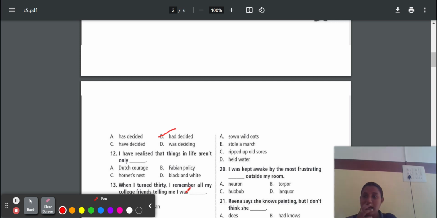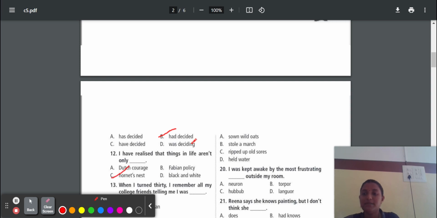Question number 12. I have realized that things in life are not only dash. Option A, touch courage. Option B, Fabian policy. Option C, hornet's nest. Option D, black and white. Answer for the question 12 is option C, hornet's nest.